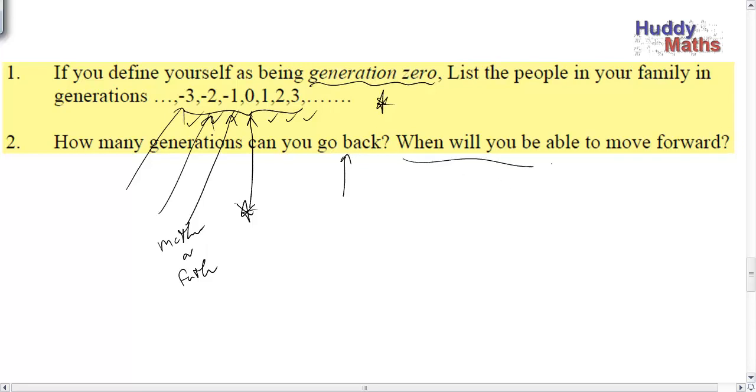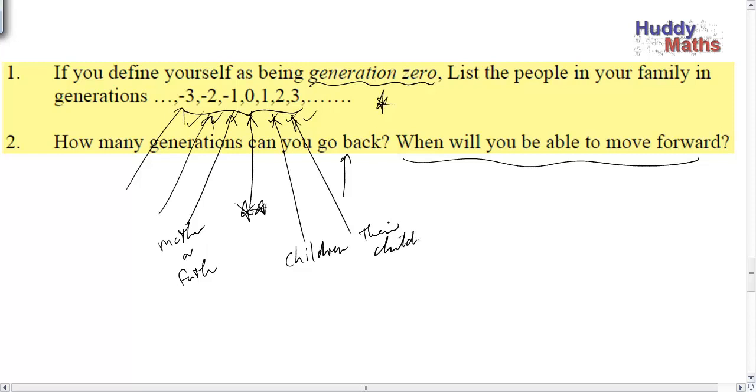When will you be able to move forward? If your generation here you are at 0, then when will you be able to name generation 1 and then generation 2? Okay, so did you discuss that? This is then your children here, and then their children further on. So you would become a grandparent. You would become a father or a mother, and then they would have children, and so on. So you get the idea of the structure. We're actually setting up a way of generating families, aren't we?